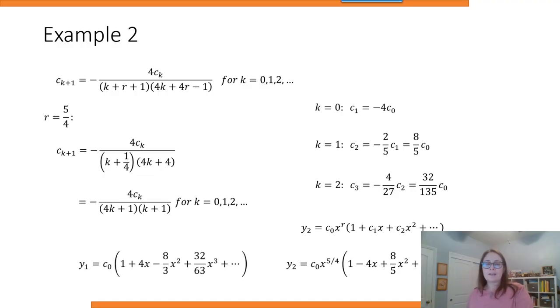So I did luck out, and I got two solutions from this particular differential equation using this method. If I wanted to write the general solution, I would write these two solutions as a linear combination. And that is how you use the method of Frobenius.